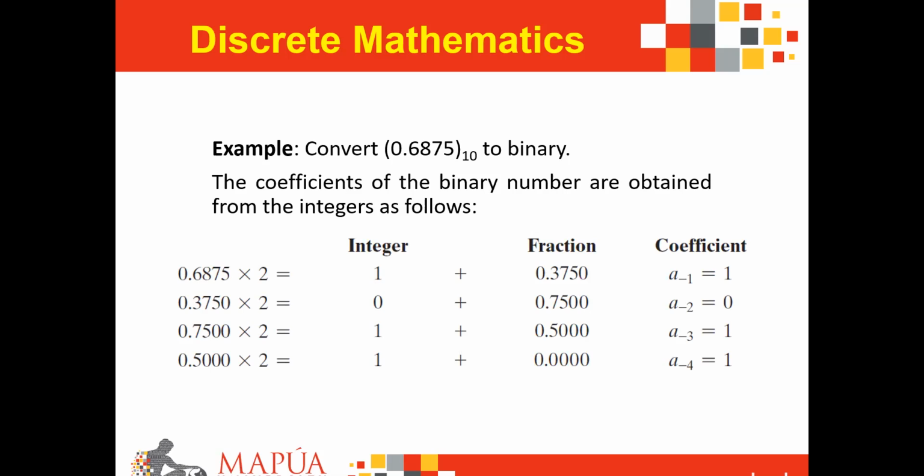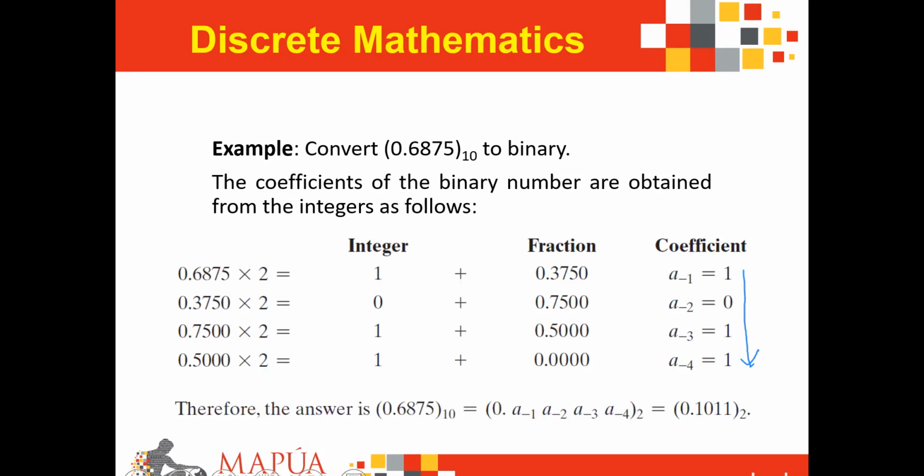You multiply 0.75 by 2, you end up with 1.5. You get the integer part, which is 1, and multiply the remaining fractional part 0.5 by 2 again, until you end with an integer value of 1 with a fractional part of 0. Therefore, you then read the fractional part of your binary number from top to bottom. This now would be the equivalent of 0.6875 base 10 in base 2, which is 0.1011 base 2.